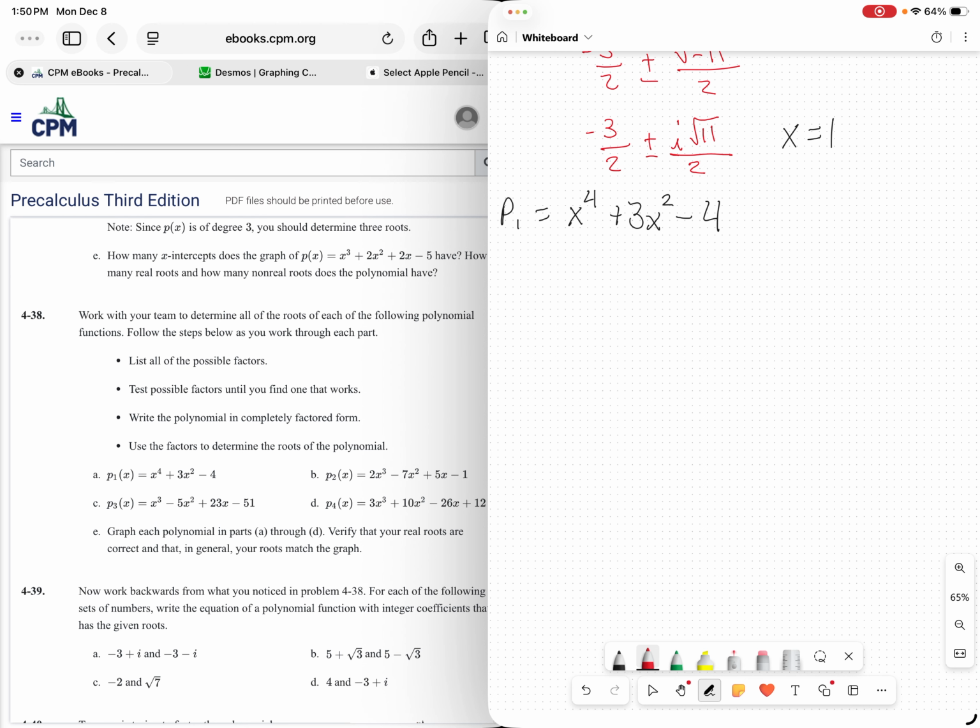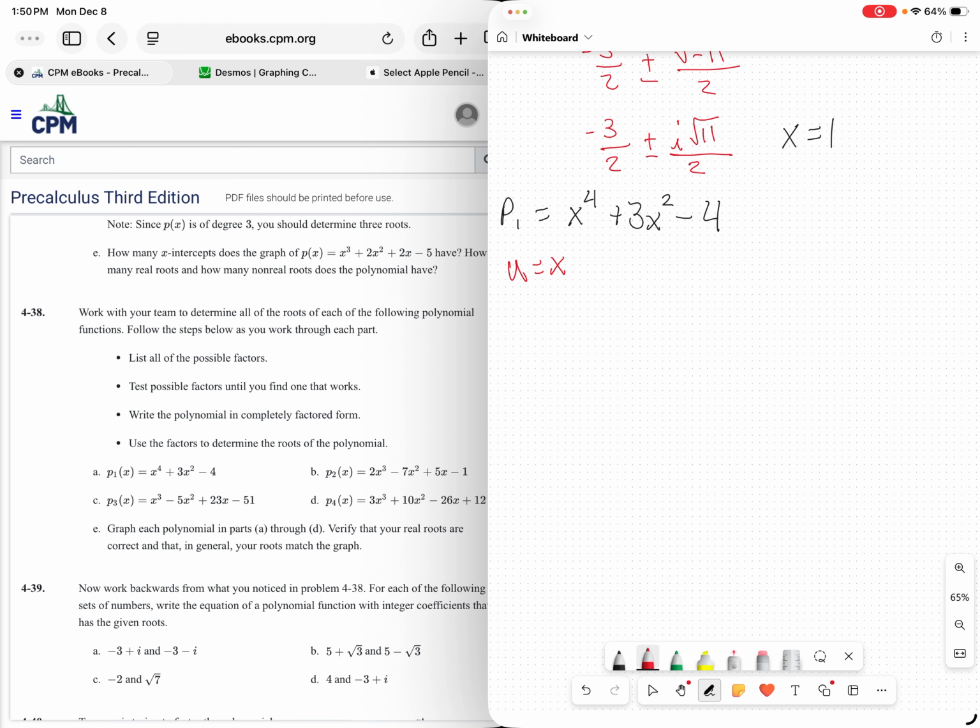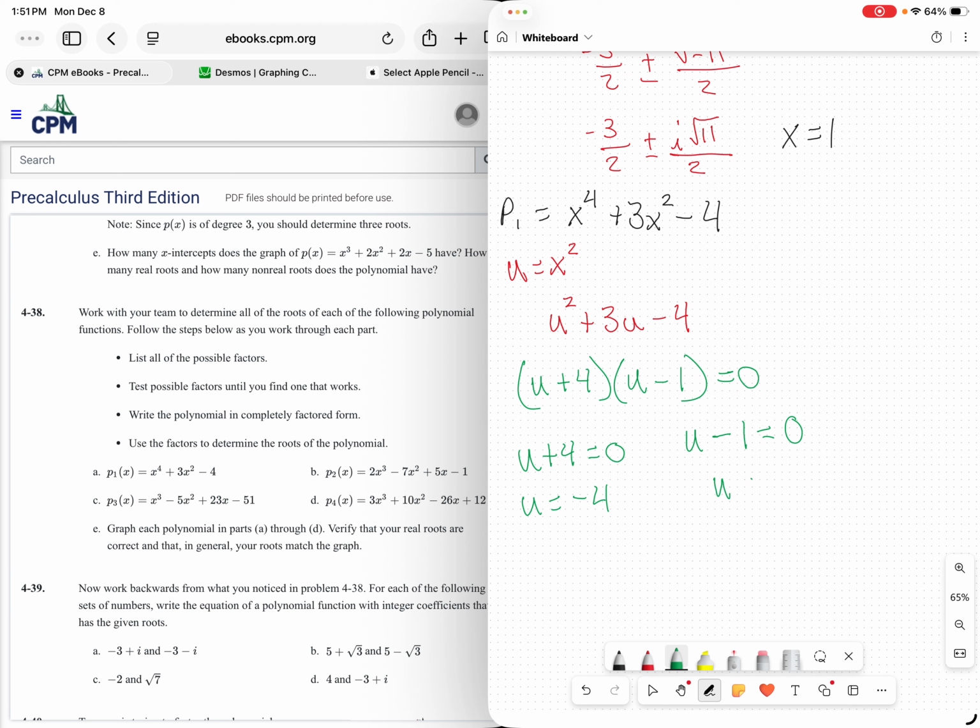Okay, this is our u substitution, right? If we make u x squared, we would then have u squared plus 3u minus 4. And then we can see factors of 4 that subtract to 3. Well, that's 4 and negative 1. And then we set those factors equal to 0, and we solve. Zero product property, right? So u equals negative 4 and u equals 1.